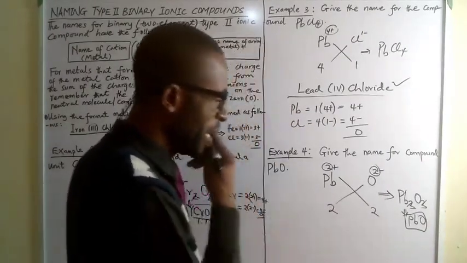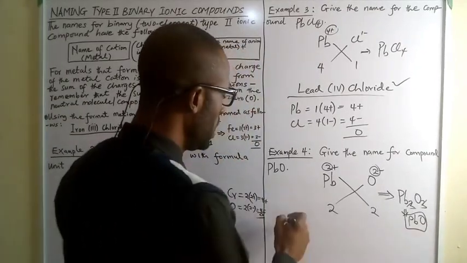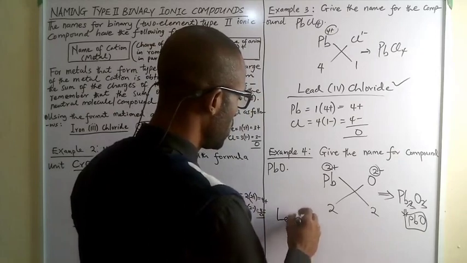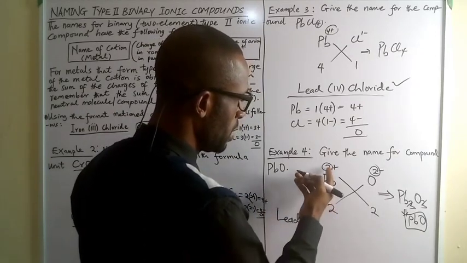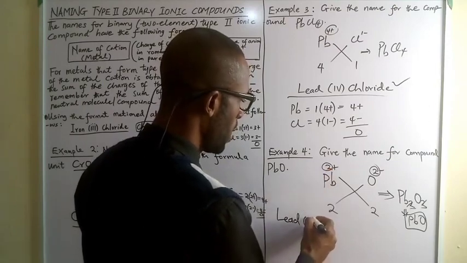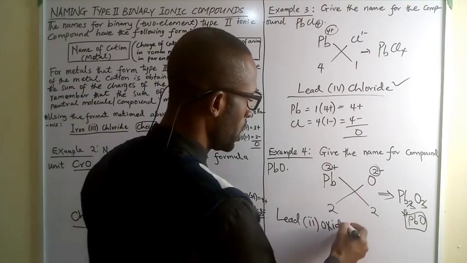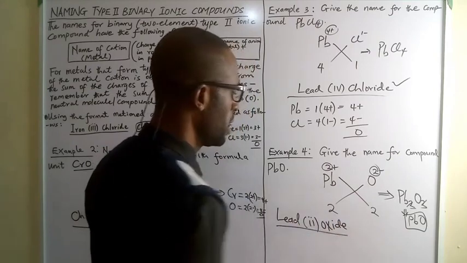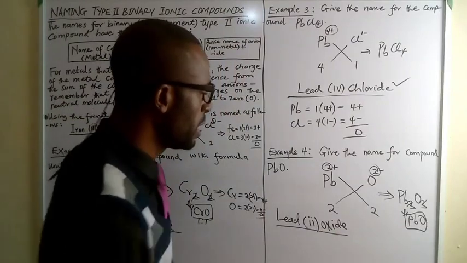All right, so you can agree with me that even though what we have is Pb and O, in naming it, it's going to be lead. The charge of the lead is 2. You can see it. The charge of the lead is 2, so it's lead 2, and this is oxygen, which will make an anion known as oxide. So what you have here again is lead 2 oxide. It is that simple.